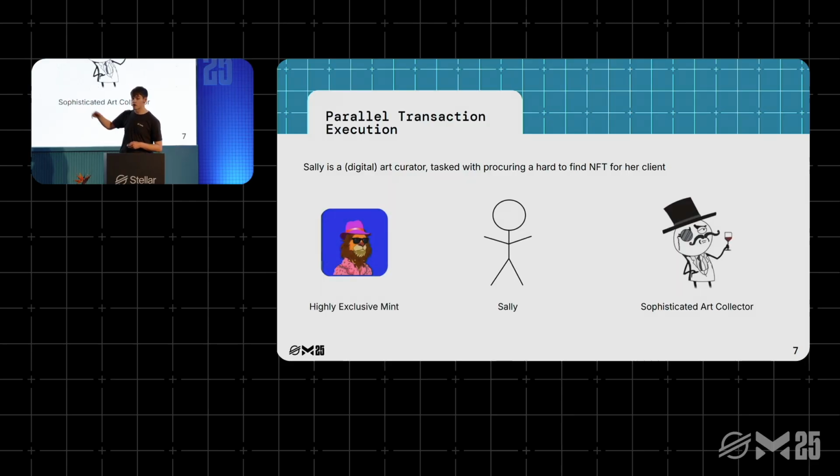And so we're going to have these three characters. First, we have our NFT minting function. Then we have our middle person, Sally. And finally, our highly sophisticated NFT art collector. We're going to model this interaction with two transactions. First, Sally minting the NFT in transaction 0. Sally is going to then receive that NFT. And then she is going to, in a separate transaction, send this to her client.